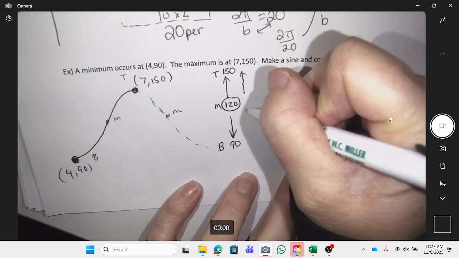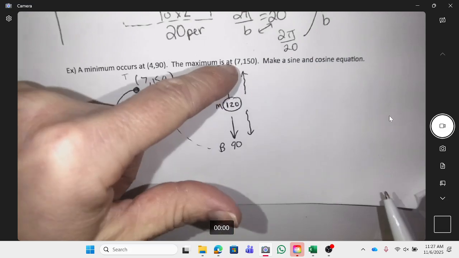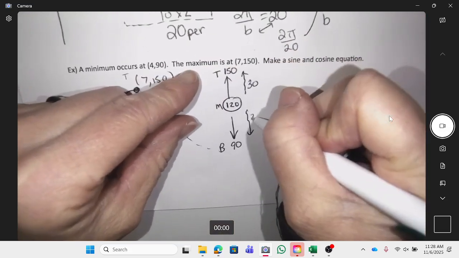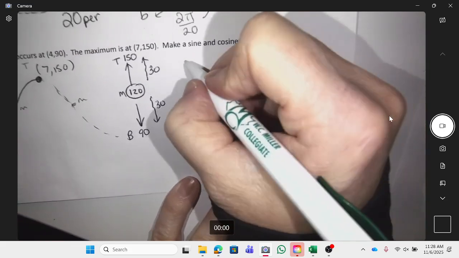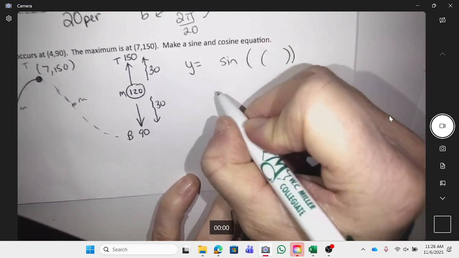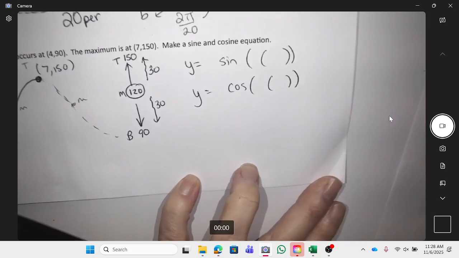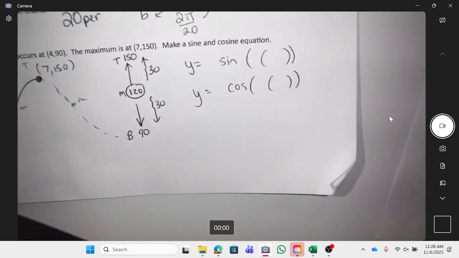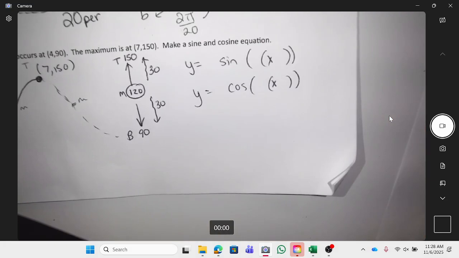which means how much am I going above it and below it? From 120 to 150? Okay, that number better be the same. You better go the same above and then the same below. Okay, so we're going to make a sine and a cosine equation. We're going to have to do A, B, C, D.